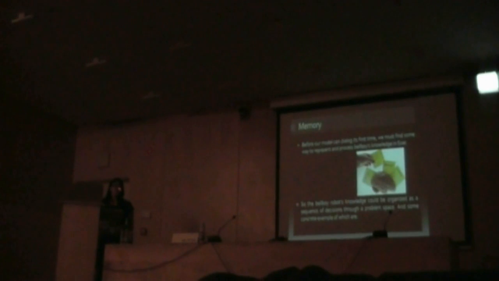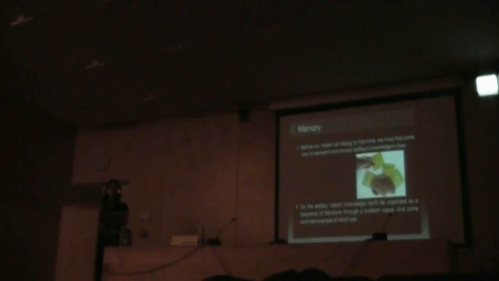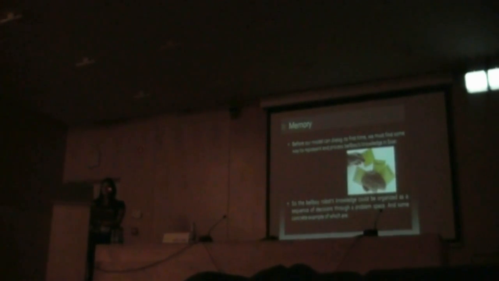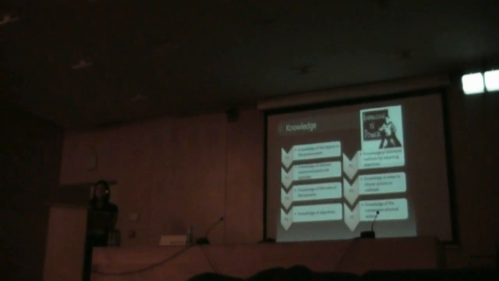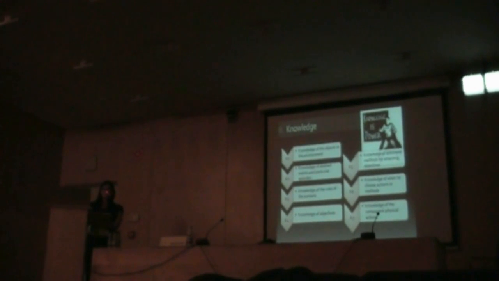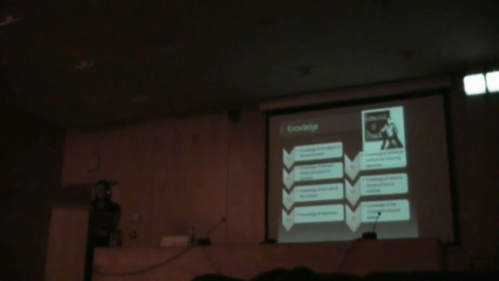So the memory. How to say? We use the SOAR approach, the SOAR description of the knowledge. So we describe the knowledge as a sequence of decisions through a problem space. Examples of this kind of knowledge are going to be these 7 types of knowledge for this first instance of our project. I'm going to show you more detail here.